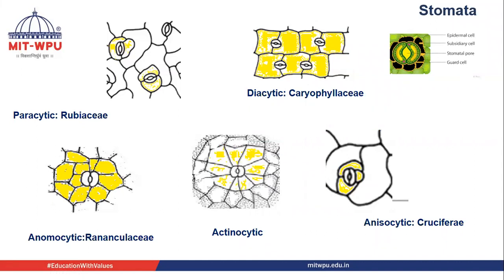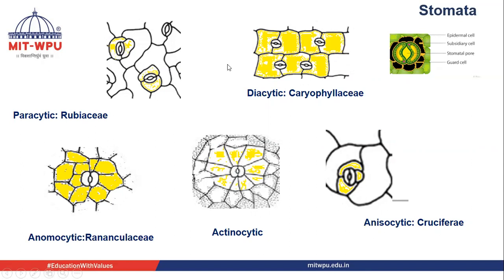Depending upon the subsidiary cells, these stomata are further classified into five different types: paracytic stomata, diacytic stomata, anisocytic stomata, anomocytic stomata, and actinocytic stomata. Paracytic stomata is also called Rubiaceae, diacytic is called Caryophyllaceae, anisocytic is called Cruciferae, and anomocytic is called Ranunculaceae. These are the families in which they were first found.